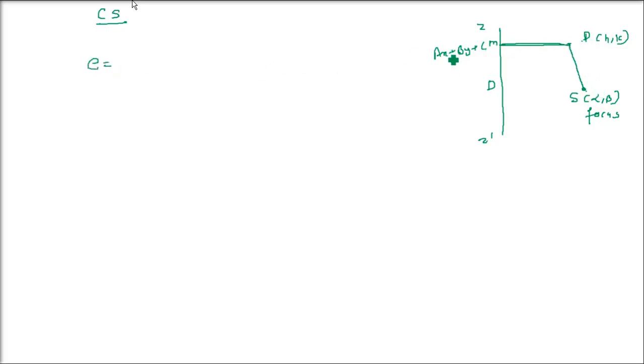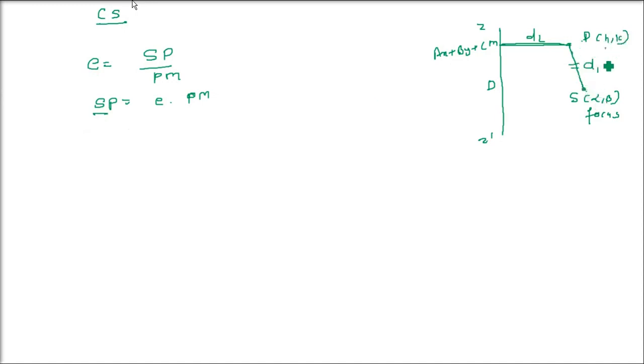So eccentricity, by the definition of conic section, will be SP, this distance D1 let us say, and this D2, say PM. So SP by PM is the eccentricity for any conic section. This thing is always true. So SP will be equal to e into PM, where e is eccentricity.